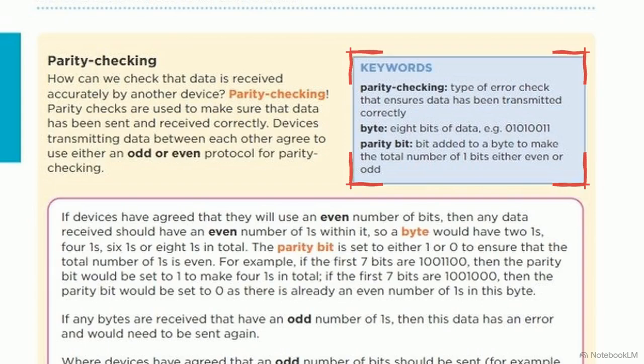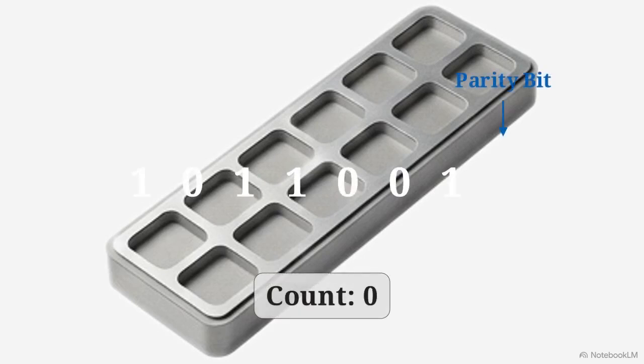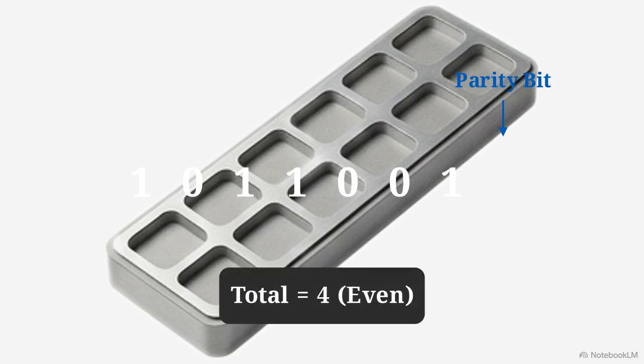Let's look at the textbook definition. Devices can agree to use even parity. The goal is to ensure the total count of the digit 1 across the byte adds up to an even number. Let's test a sample 7-bit sequence: 1, 0, 1, 1, 0, 0, 1. We count the ones. 1, 2, 3, 4. Since 4 is already an even number, we fill the 8th parity box with a 0. The rule is satisfied.